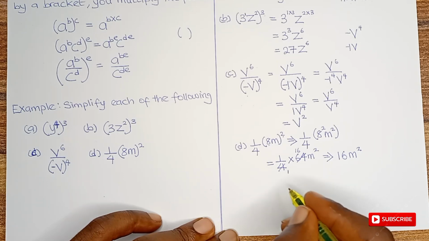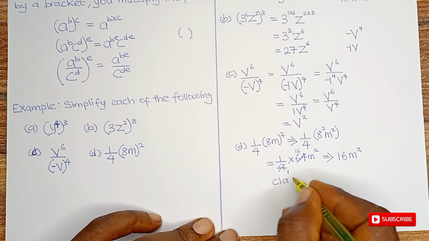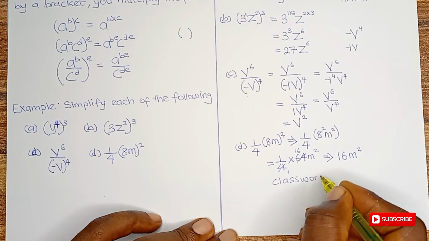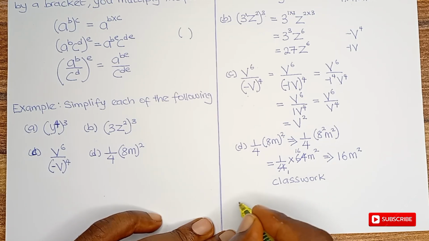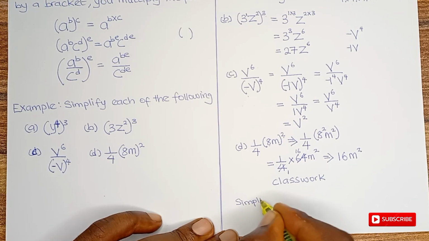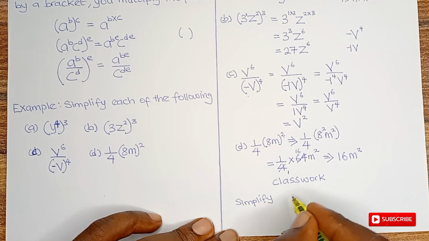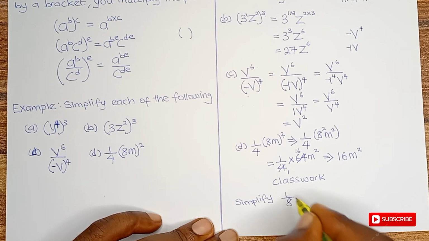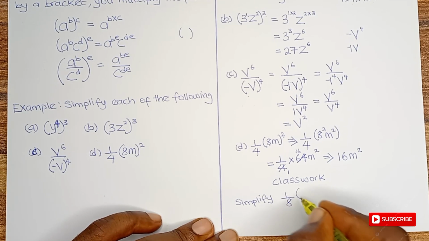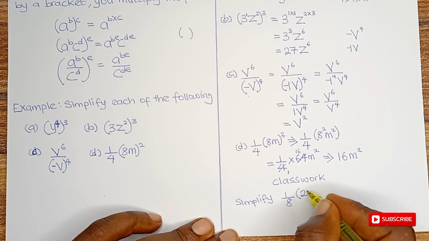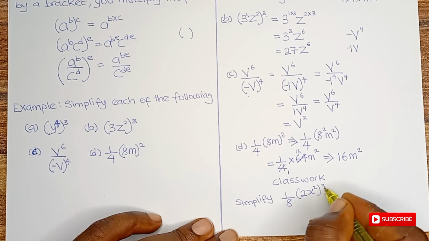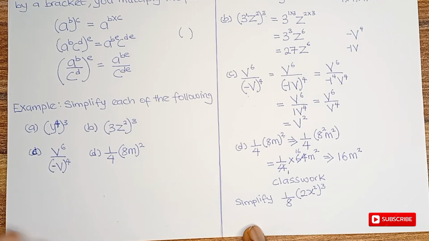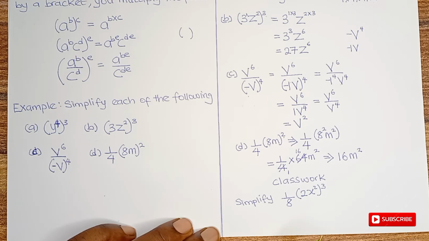If you understood the topic, I would like you to solve this classwork and leave your answer in the comment section. So simplify 1 over 8, 2x squared to the power of 3. So I'd like to see the answer to this simple question in the comment section.